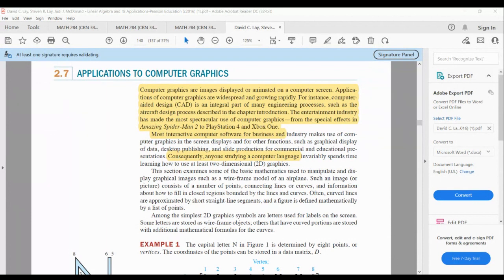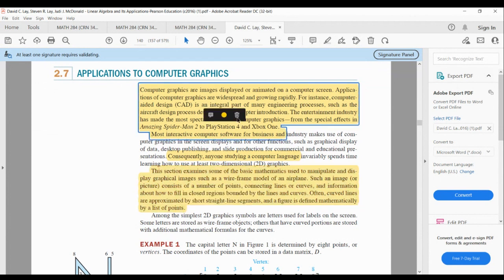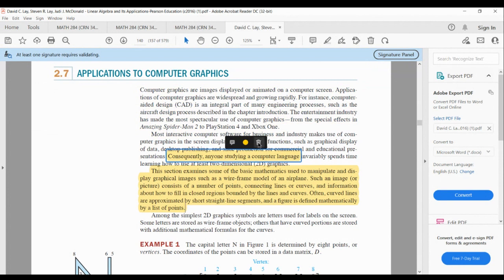Now, what is this section about? Let me just highlight that. It's good to see where things are used. This section examines some of the basic math used to manipulate and display graphical images, such as the wireframe model of an airplane. Such an image consists of a number of points, connecting lines or curves, and information about how to fill in closed regions.